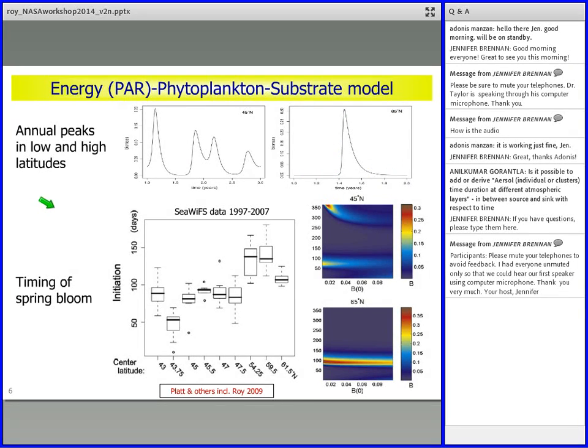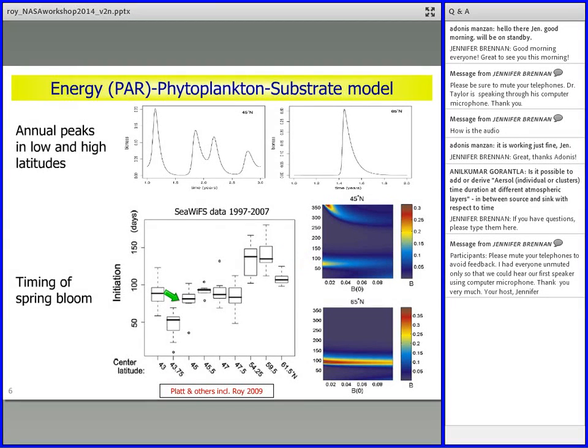So in other words, this dynamical model, when forced by PAR, can explain the two peak and one peak phenomena. However, this model can further be used to compute the timing of spring bloom. So we can see here the timing of spring bloom from seaweed data we calculated for all the 10 boxes. And on the right-hand side, these are the timing of spring bloom from the model using different initial conditions.